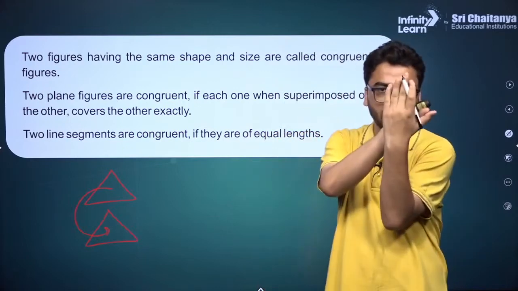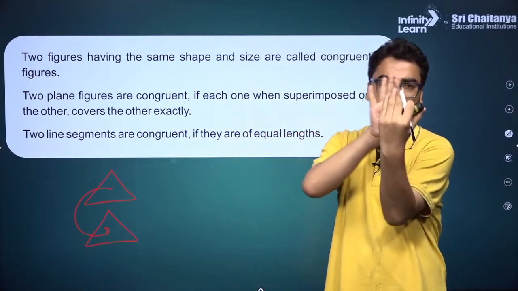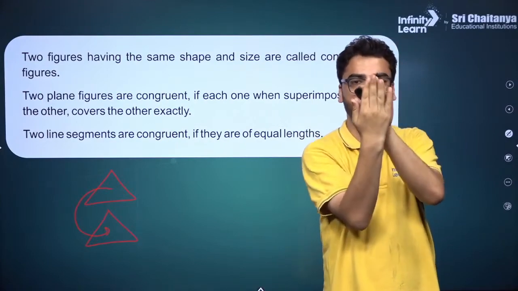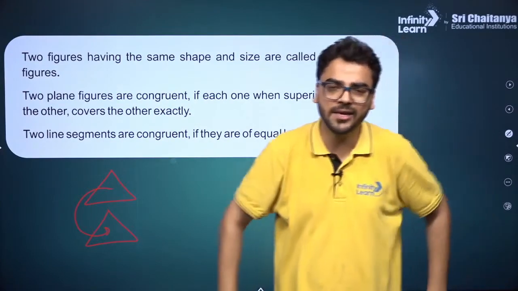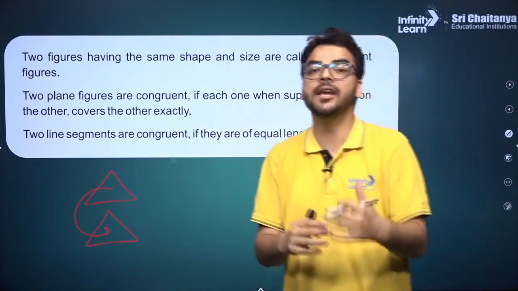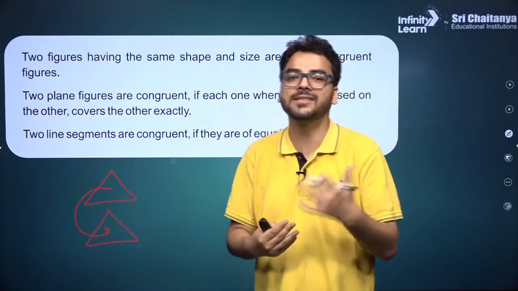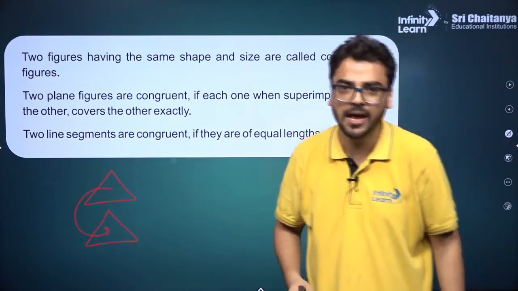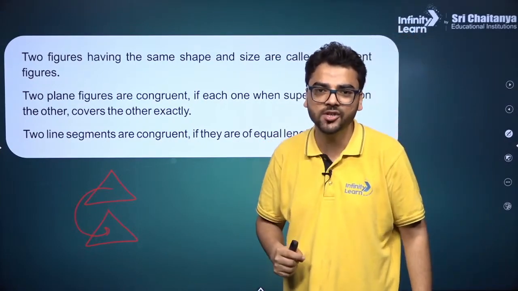Basically they are covering up like this. If you see from this side, you'll not be able to see the hand behind it. If you see from this side, you're not able to see the hand behind it. They are exactly covering each other. It means they are of the same shape, they look like each other and they are of the same size as well. So that is the meaning of congruent figures. I hope it is clear to every student in this session.